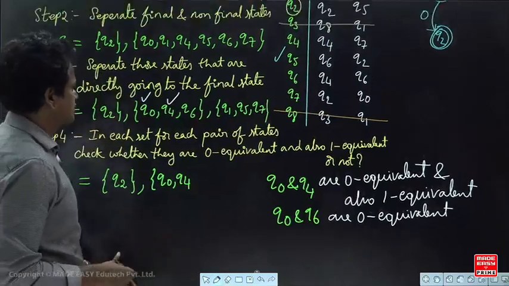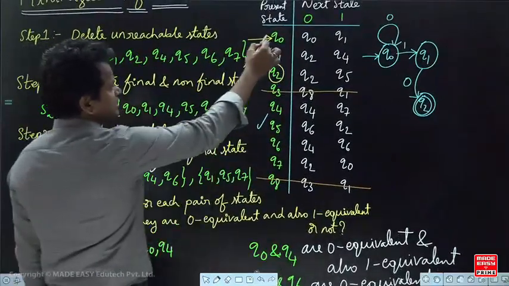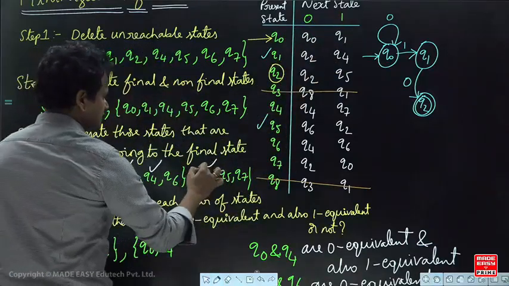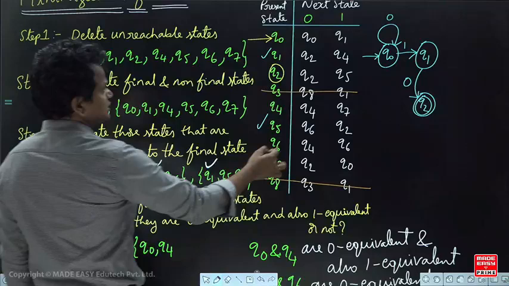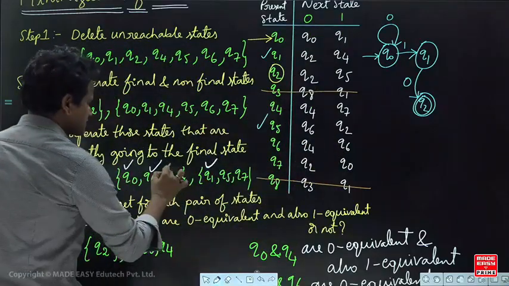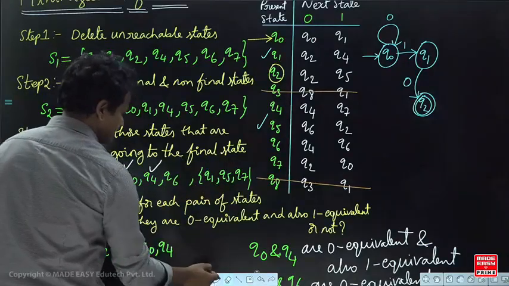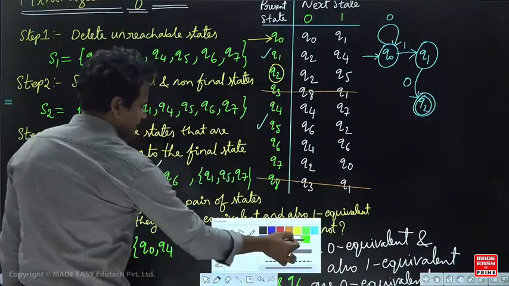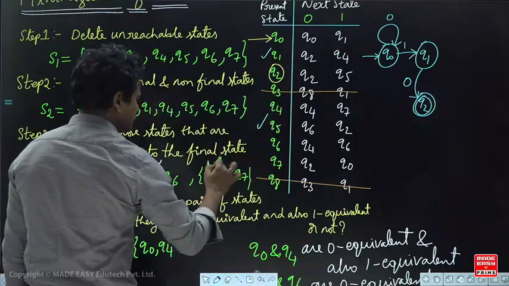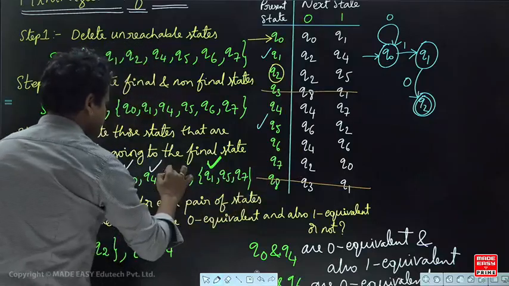Okay, I am checking Q0 and Q6 for input 1. Q0 on 1, Q1. Where is Q1? Here. Q1 is here. Q6 on 1, Q6. Where is Q6? Q6 here. Hello, are you following? Okay, I'll use a different color. You can check this one. See, I repeat. Q0 on 1, Q1. Q6 on 1, Q6. Q6 is here.